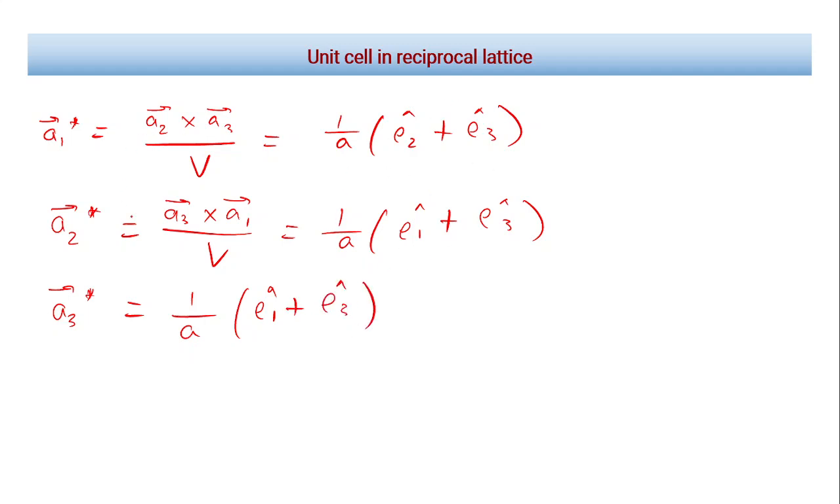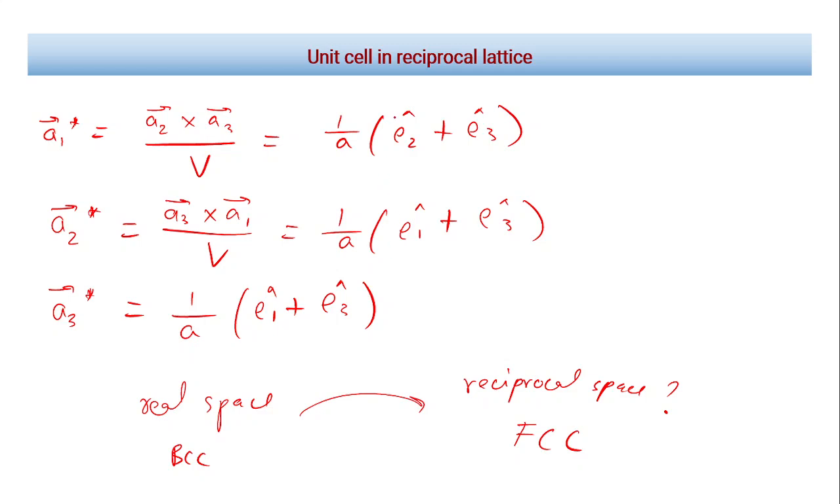Now these are the reciprocal lattice vectors for when in real space we had BCC, and in reciprocal space, what do we get? We get this. Right now you don't know what it is, but actually we'll see about FCC, and then you'll get to know that in reciprocal space these lattice vectors actually are denoting primitive FCC.